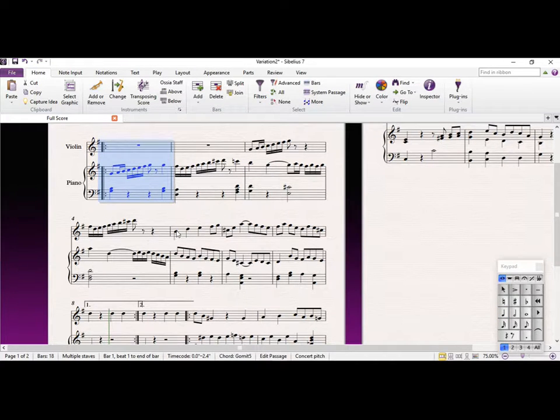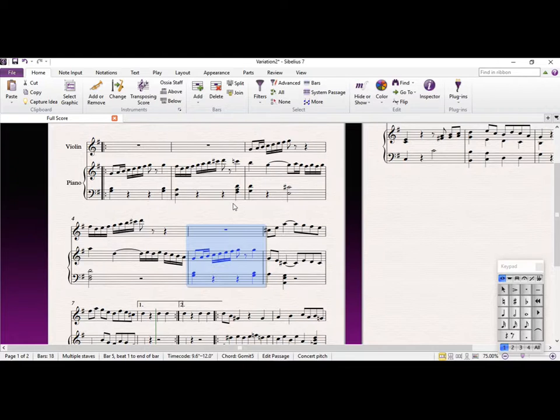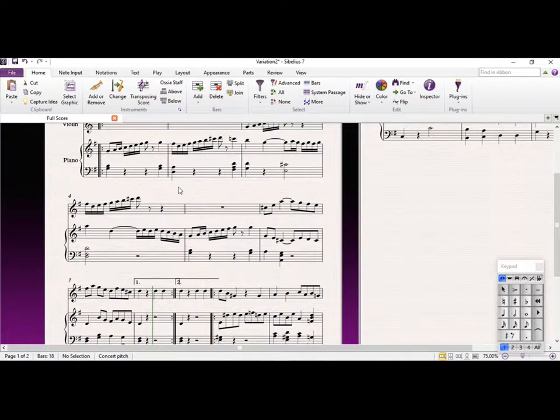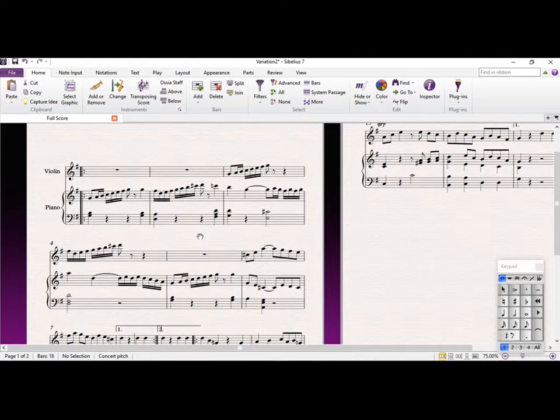Let's try that again. Okay, now we need to modulate. So in the original theme we were already on the dominant 7th of D major here, so we need to work out how to do that. The underlying kind of pattern for this variation is this kind of scale motion, so we could do that again in the violin.